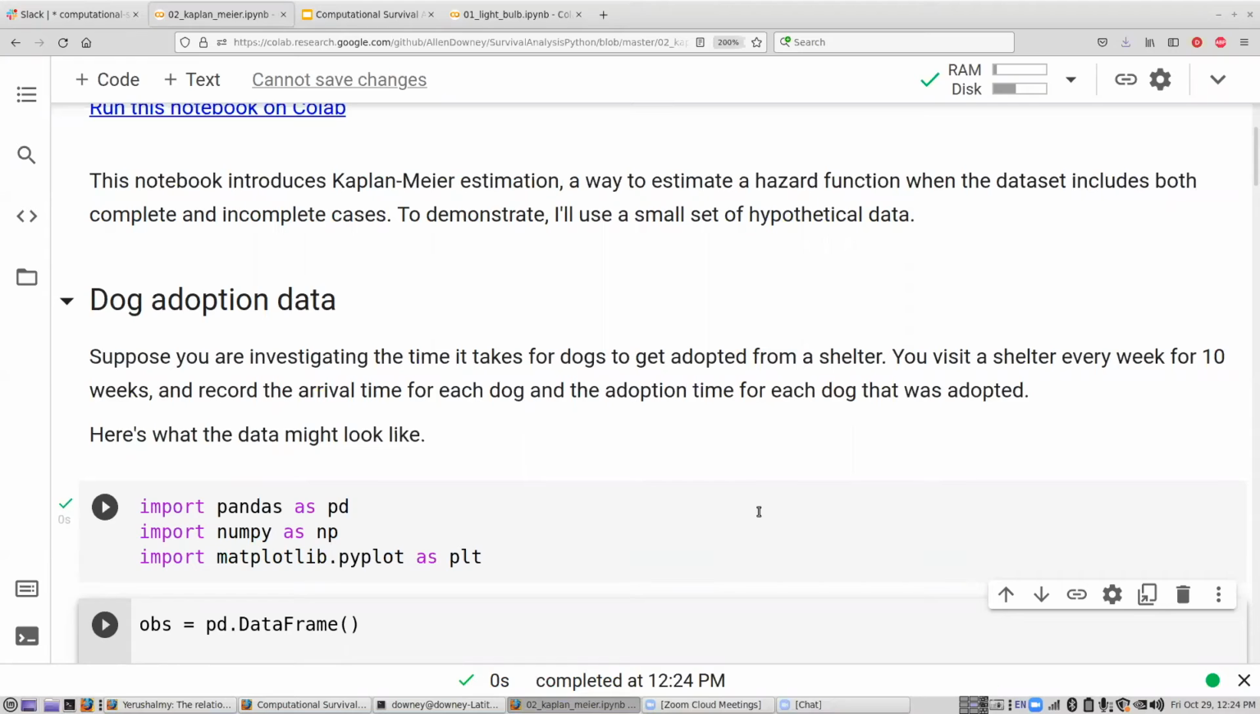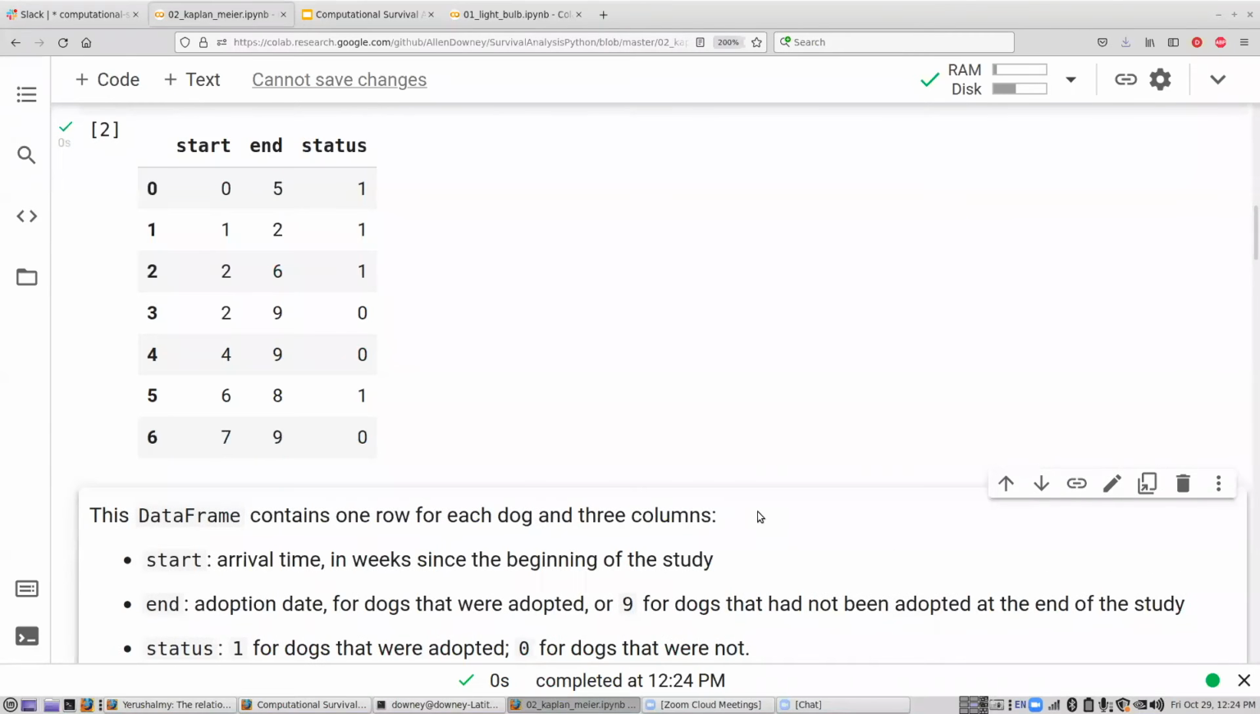But at the end of your observation window, there might be some dogs who are still in the shelter. They haven't been adopted yet. You know how long they've been there, but you don't know how long it will be until they're adopted. So those cases will be right censored. And here's how I'm going to represent that.